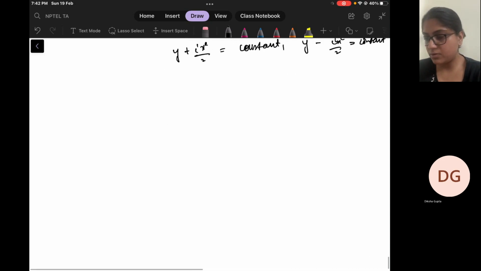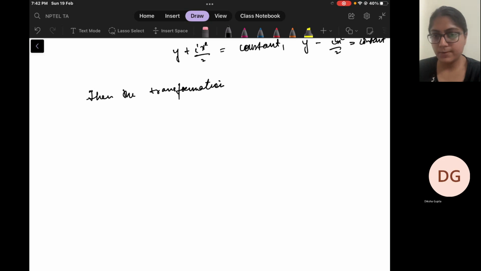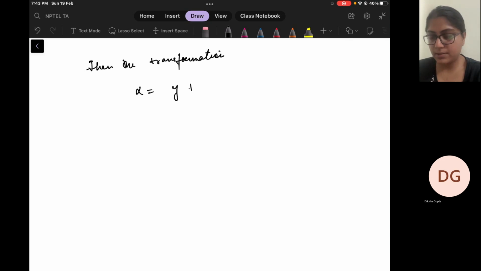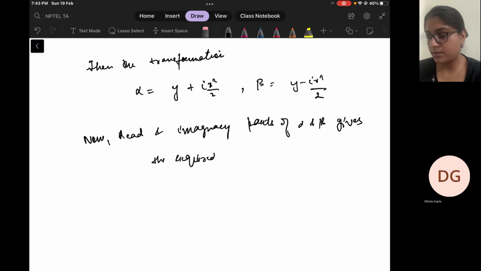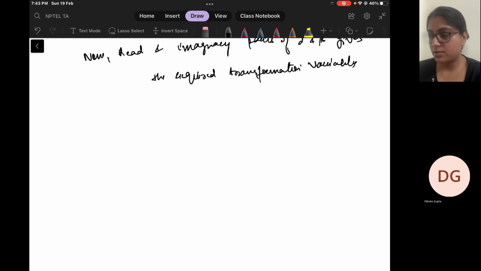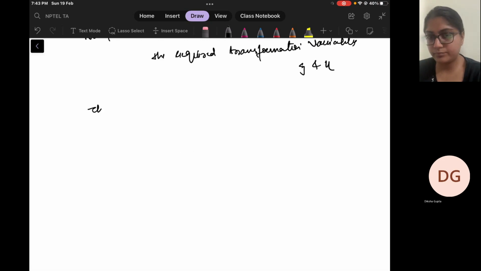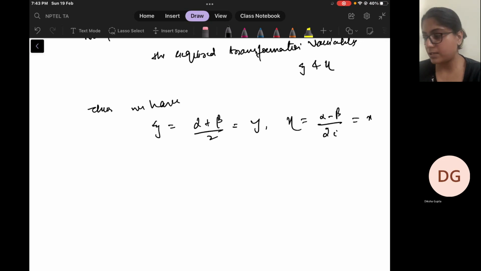So how do we do the transformation here? What we do in this case is, alpha and beta, these are the two families, the real and imaginary parts of alpha and beta give us the required transformation variables epsilon and eta. So thus what we do is, mathematically if you want to write, epsilon is alpha plus beta by 2, which is y, and eta is alpha minus beta by 2i, which is x squared by 2.